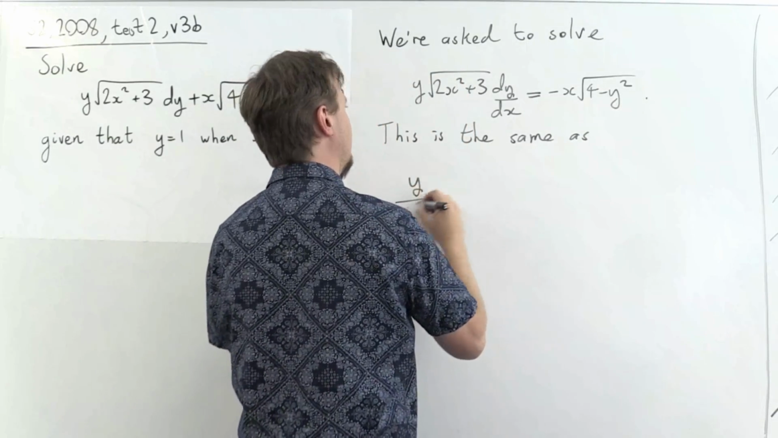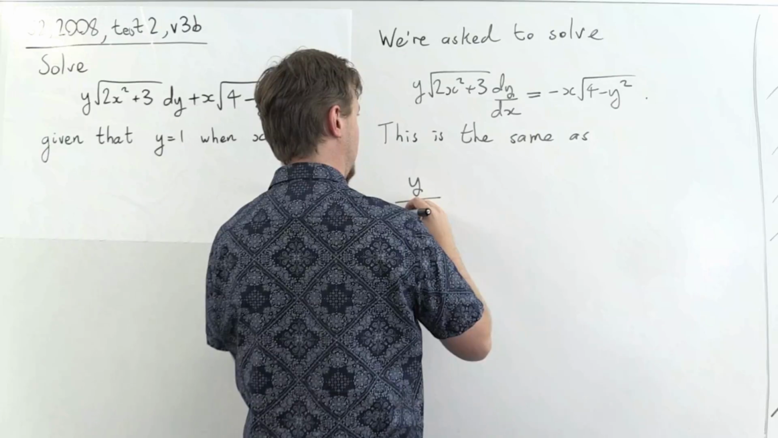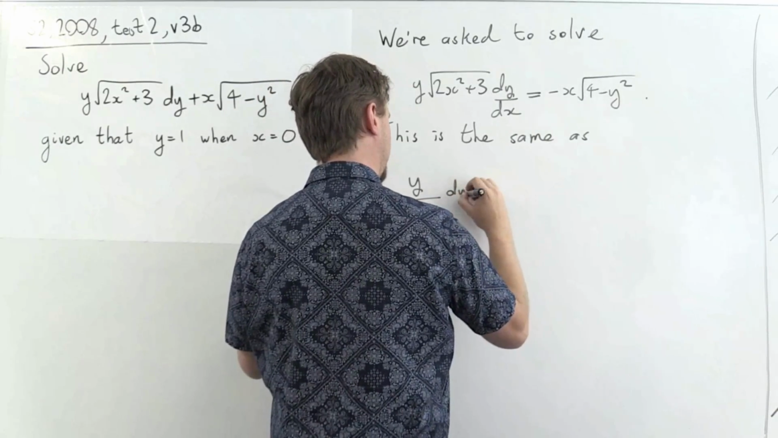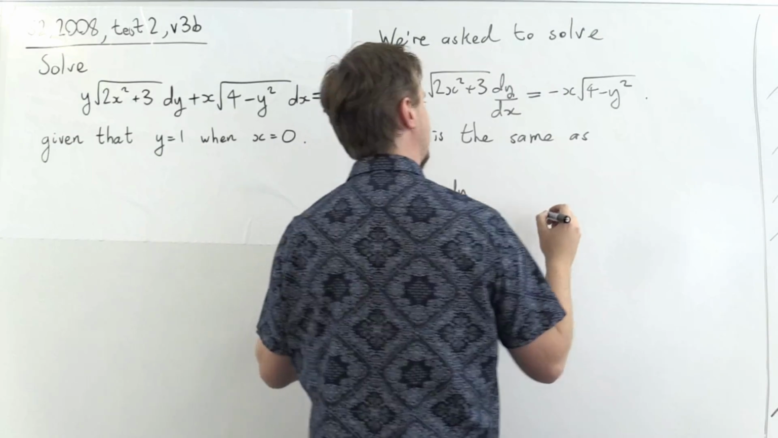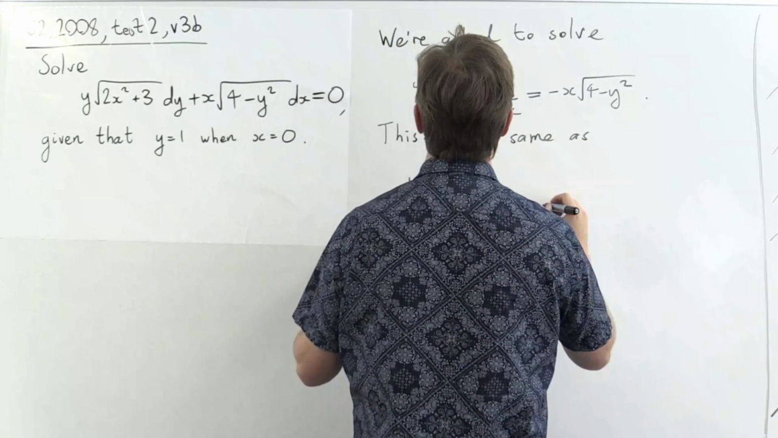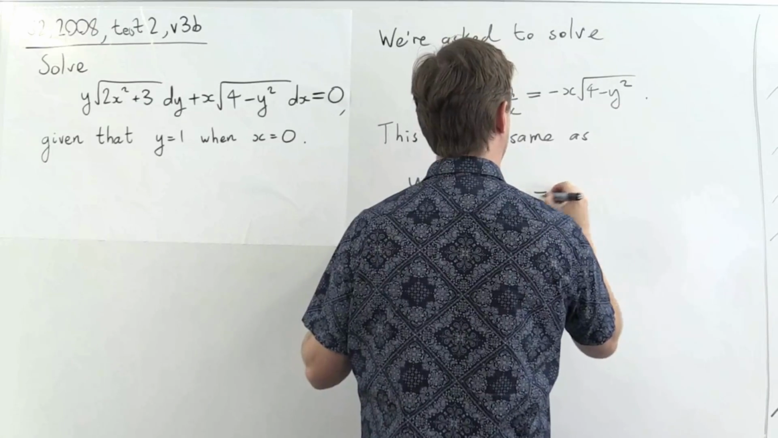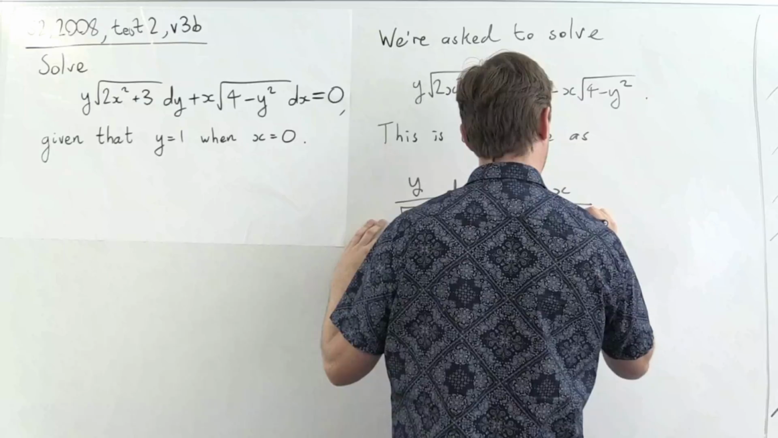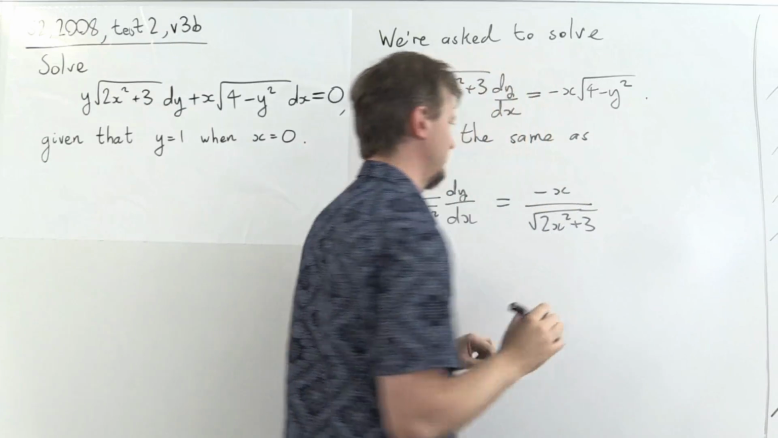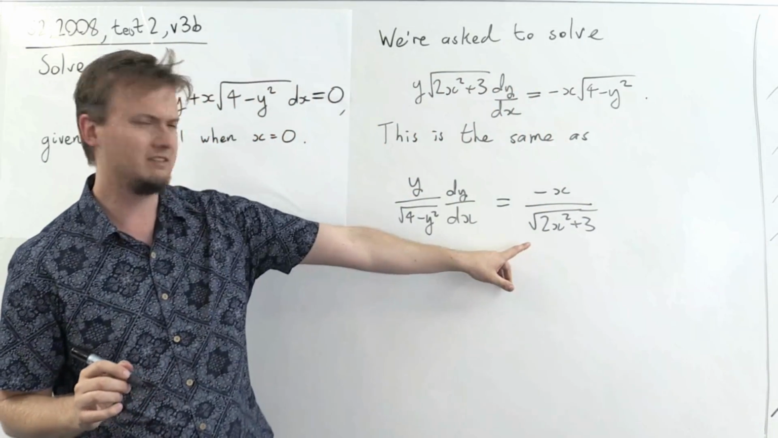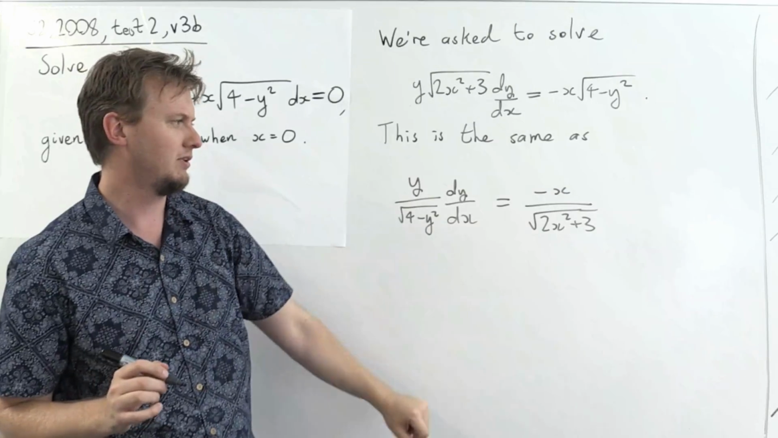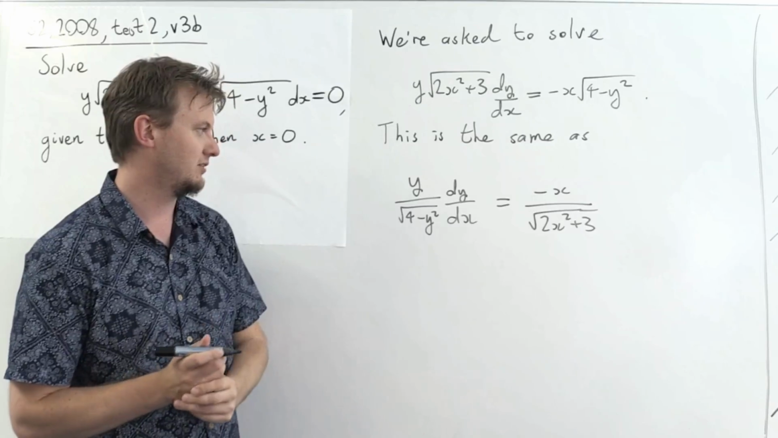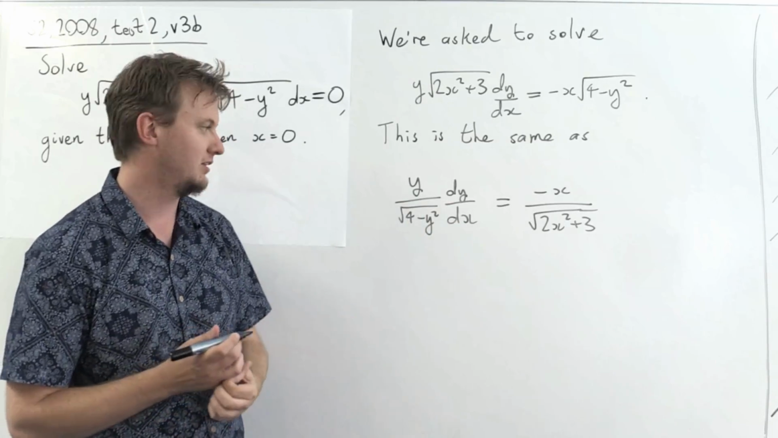So y over the square root of 4 minus y squared, dy/dx, is going to be equal to minus x over the square root of 2x squared plus 3. And that's actually something I can fairly easily integrate with respect to x, and this is also something I can easily integrate with respect to x, because I already have the derivative of y sitting there.